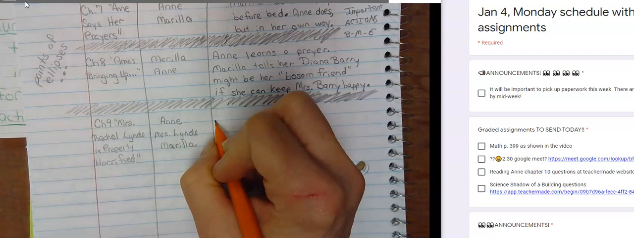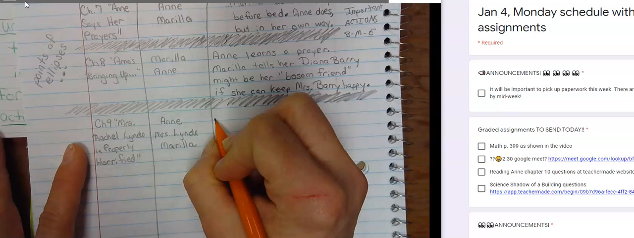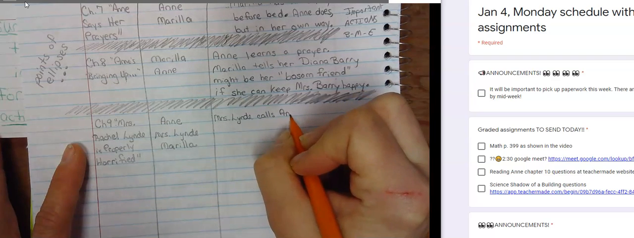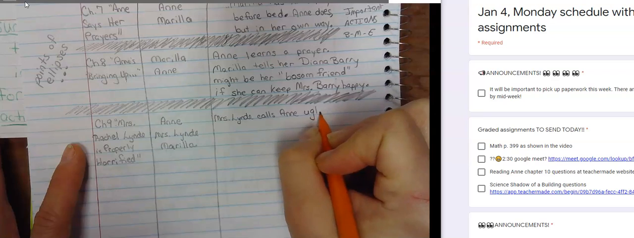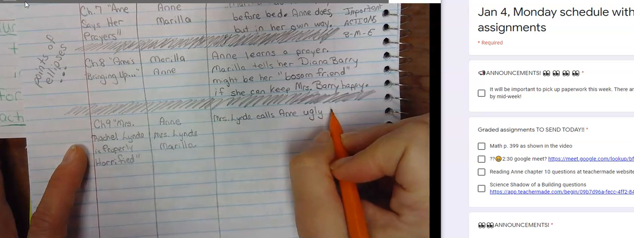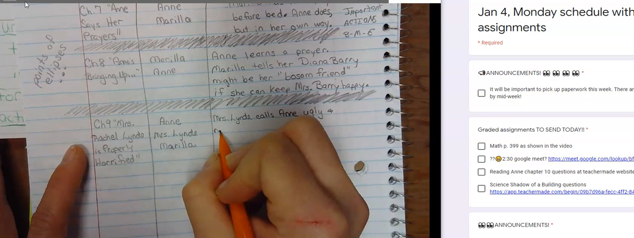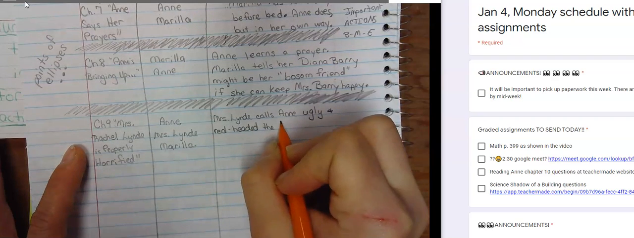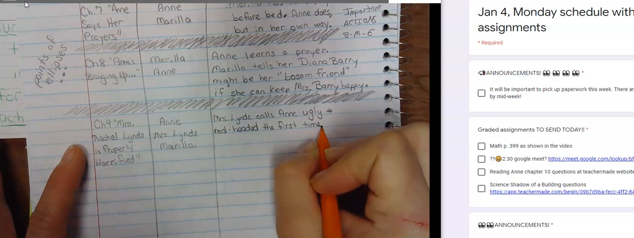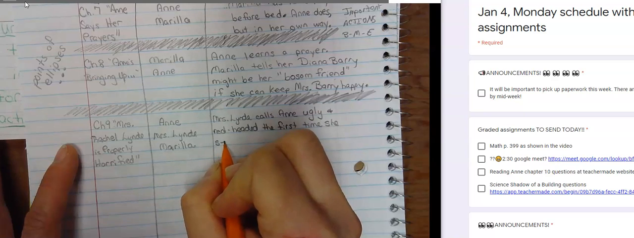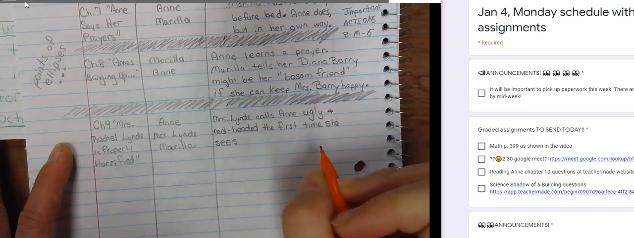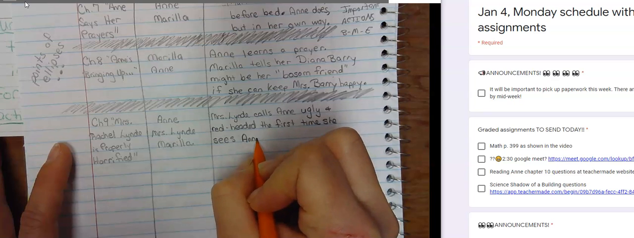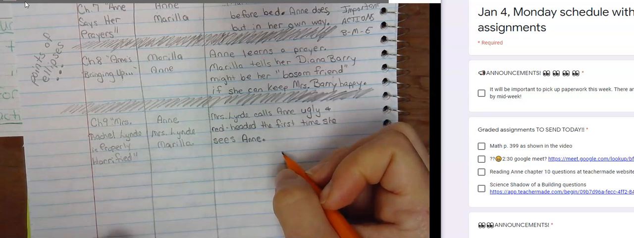What happens? What is the important action from the beginning, middle, and end of chapter 9? Mrs. Lynde calls Anne ugly. She uses the old-fashioned word homely, but it means ugly. She calls Anne ugly and red-headed the first time she sees, it's tempting to say she sees her, but we have two females here. So Mrs. Lynde calls Anne ugly and redheaded the first time she sees Anne. That way we don't get confused about which her we're speaking in terms of.